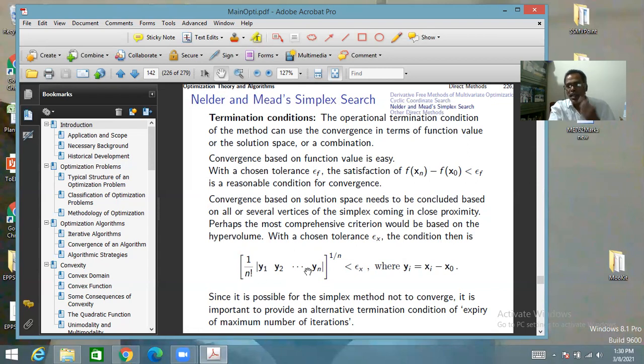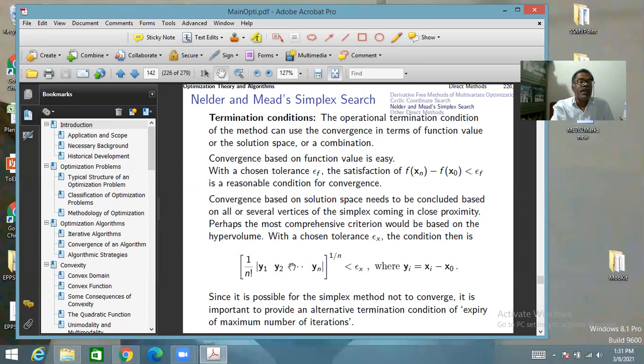Now, to bring it to the length dimension, you take the nth root, and that should be less than the tolerance value in solution space that you have decided. So these are the two alternatives. It was not necessary that you talk about hypervolume. You could have decided on some other basis that the points are quite close. Say, out of the n plus 1 points, if you find that 5 of them are very close, or n by 2 of them are very close, then you can decide. It's a little loose, but you can do it.